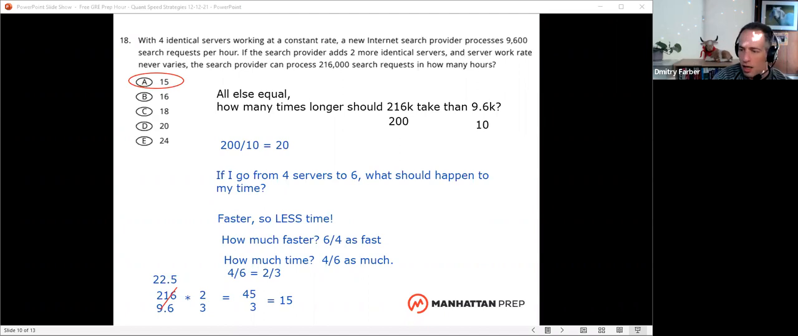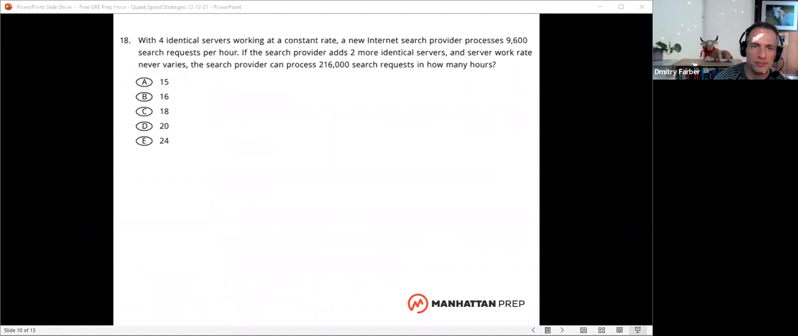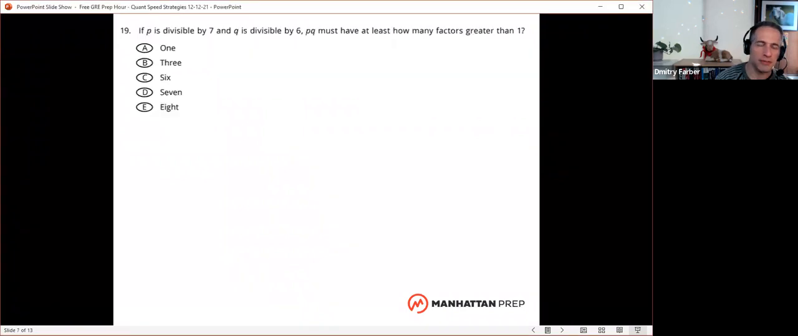Okay. Let's flip content here, touch on a couple things more. So I mentioned divisibility. I want to try something in that. So this one I won't give you time, I just want you to look at it. So this one's something different. It says P is divisible by 7 and Q is divisible by 6. PQ must have at least how many factors greater than 1?